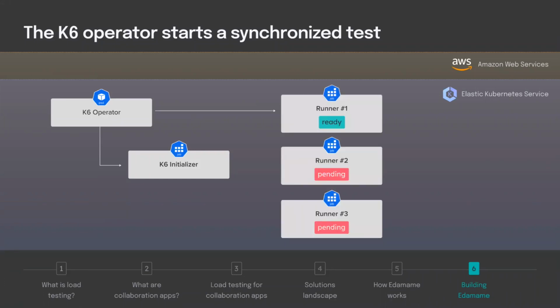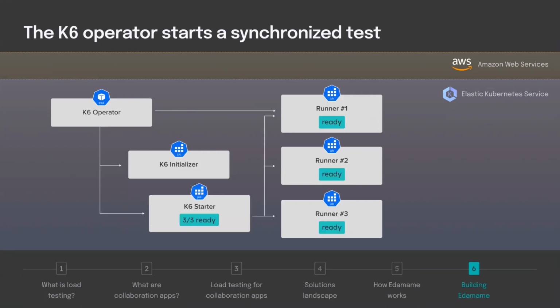Next, it's going to create the runners that are going to execute the test. And as you can see here, we currently have one runner ready. So the K6 operator will monitor these runners and make sure that they're ready to run before executing the entire test. And then once the runners are ready, the K6 starter is created, and that's going to send a start signal to actually begin the test.